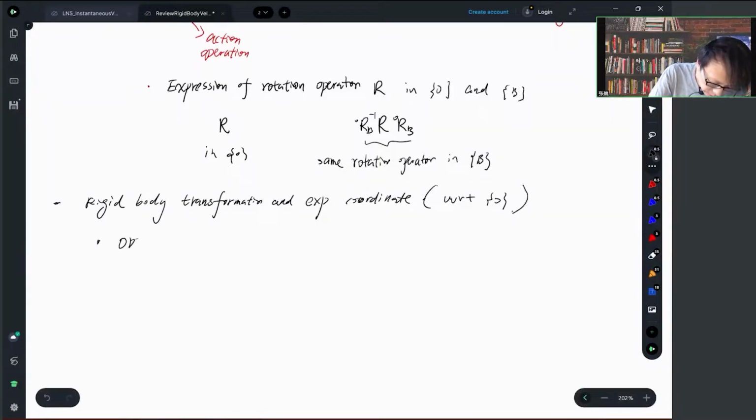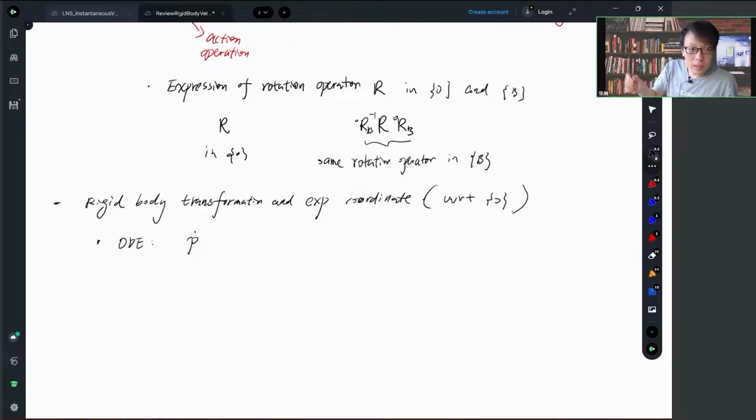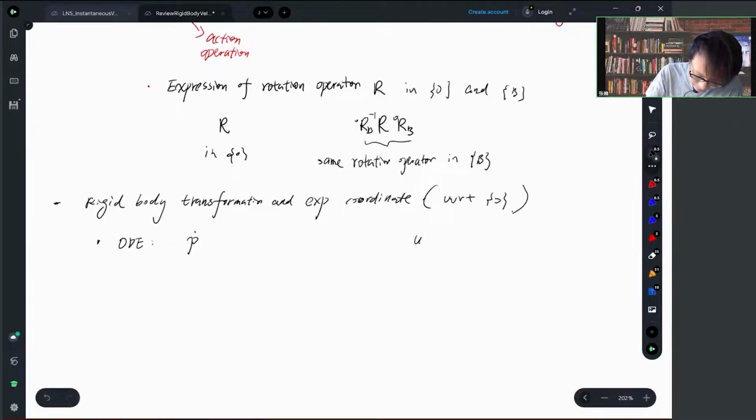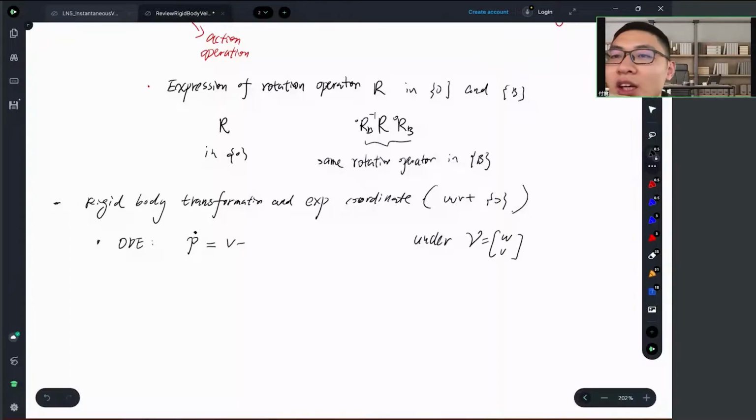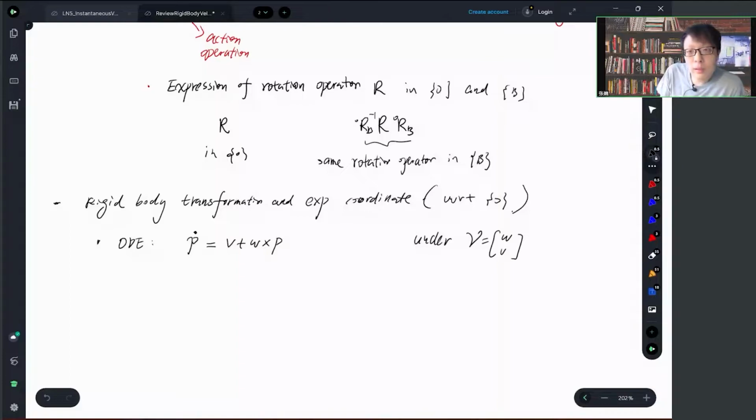The ODE to describe this screw motion is the following: if I have a point on the body that moves with the body, a body-fixed point, then what is the linear velocity? Let's say this guy is under a motion twist like this. What is the linear velocity of this body-fixed point? It is V plus omega cross OP. In this case, O is the origin, and the coordinate of P is just OP, okay?